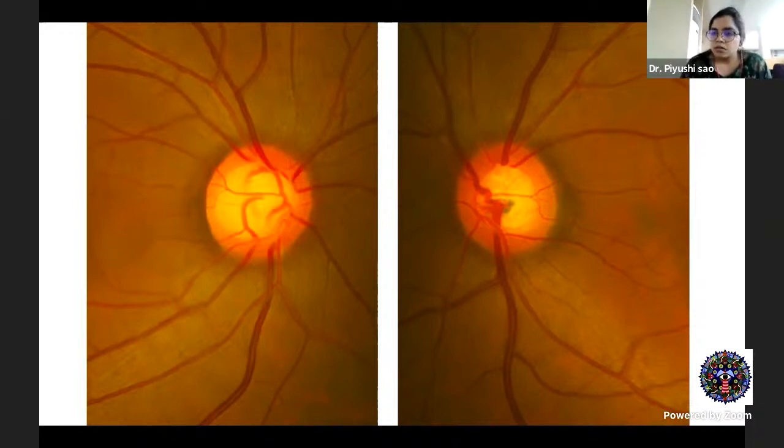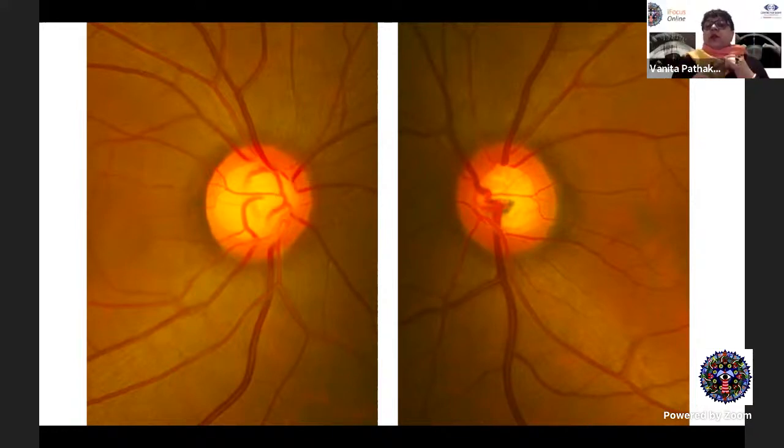Why am I asking you these questions? Because this is how you need to see the disc. You talk about the size, you talk about the neuroretinal rim, and it doesn't matter if you get it wrong, okay? But your systematic way of approaching it will be appreciated. Then the RNFL, then whether there are any disc hemorrhages present, and then whether there is any peripapillary atrophy.